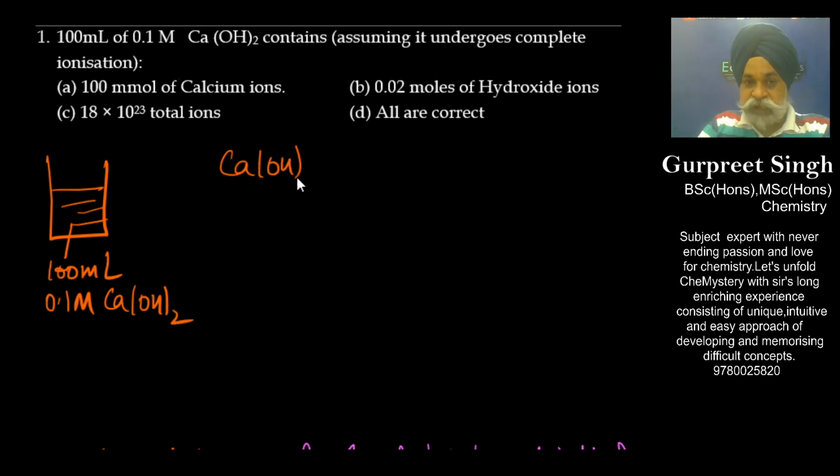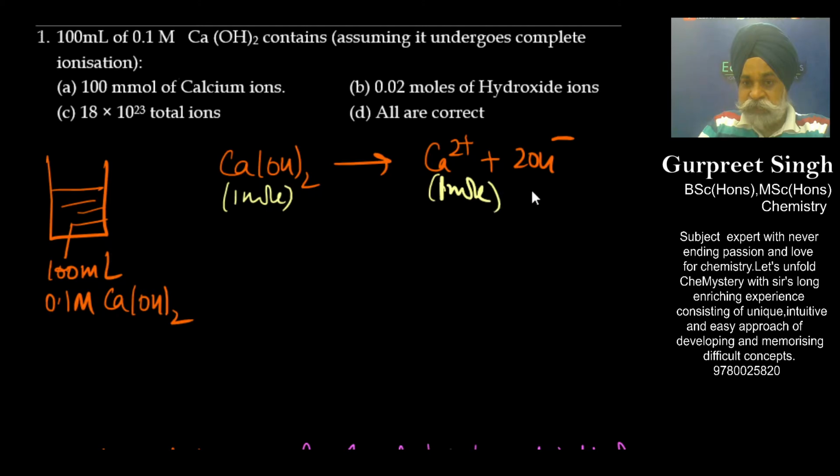So calcium hydroxide, when it undergoes dissociation, would give you 1 calcium ion. So 1 mole of this on dissociation would give me 1 mole of calcium and obviously 2 moles of hydroxyl ions. Now the point is, here it is written 0.1 molar.